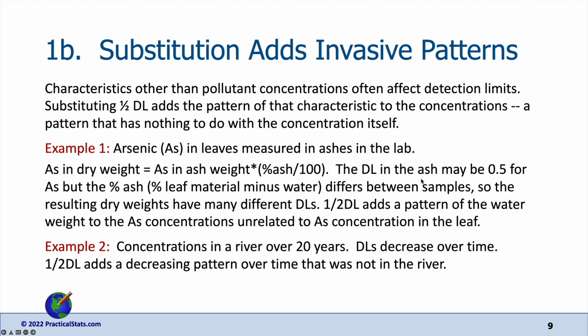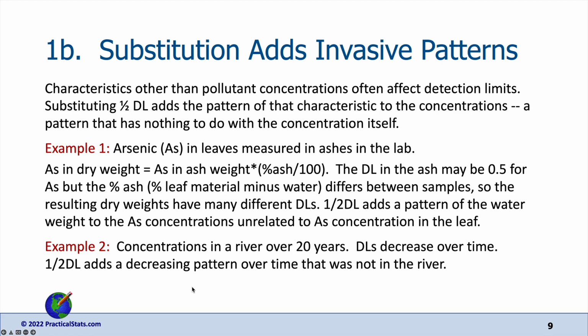Well, the detection limit in the ash may be 0.5, but the leaf materials have different amounts of water in them, and so this proportion, this percentage, differs between the samples. So when you multiply this together and the ash weight concentration is less than 0.05, you've just produced many, many different detection limits. And if you put in 1/2 the detection limit of all of those, you've just put in a pattern of the water composition in the leaves to the arsenic concentrations, and that's totally unrelated to the concentrations of arsenic that are actually in the leaf.